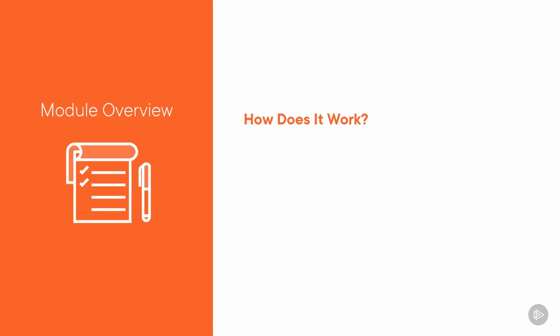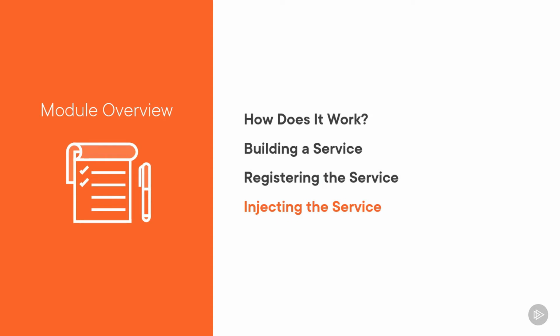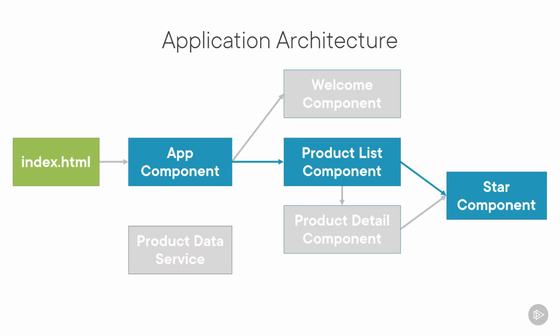In this module, we start with an overview of how services and dependency injection work in Angular. Then we'll build a service, we'll register that service, and we'll examine how to use the service in a component. We currently have several pieces of our application in place, but we hard-coded our data directly in the product list component. In this module, we'll shift the responsibility for providing the product data to a product data service. Let's get started.